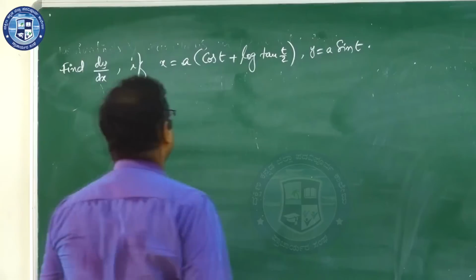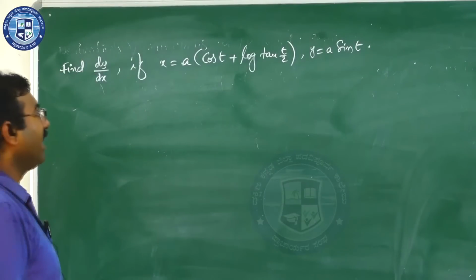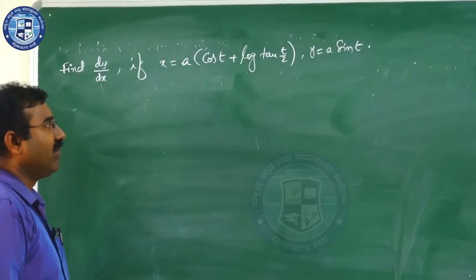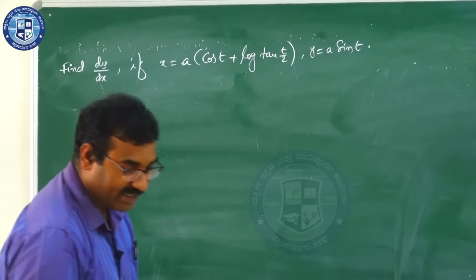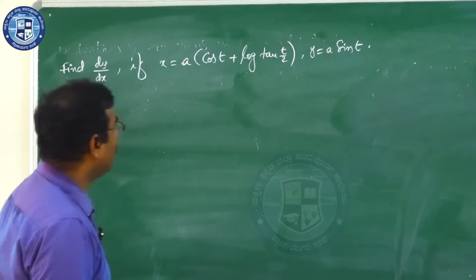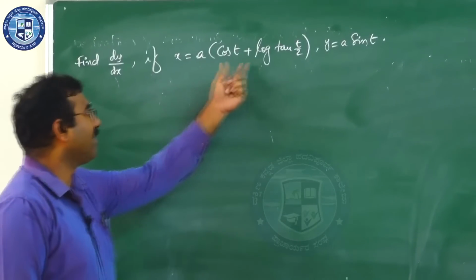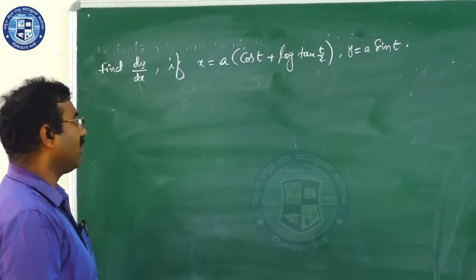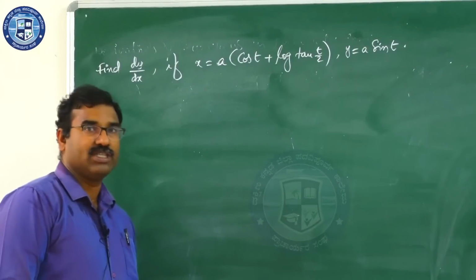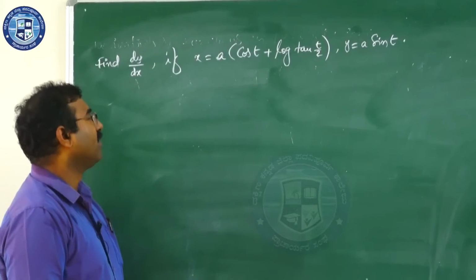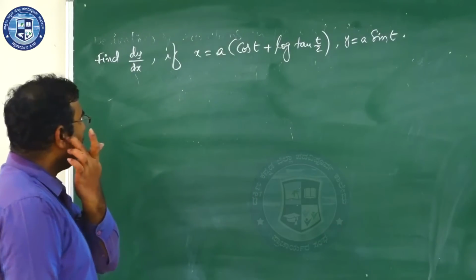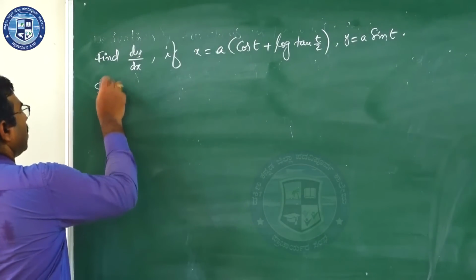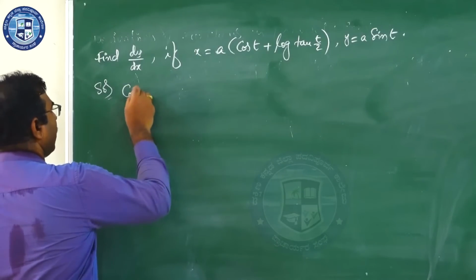Find dy by dx if x is equal to a into cos t plus log tan t by 2, and y is equal to a sin t. We will take x first because there are two terms to differentiate. We consider just x first and differentiate with respect to t. x is in terms of t and y is also in terms of t here, so we consider this first and work it out.